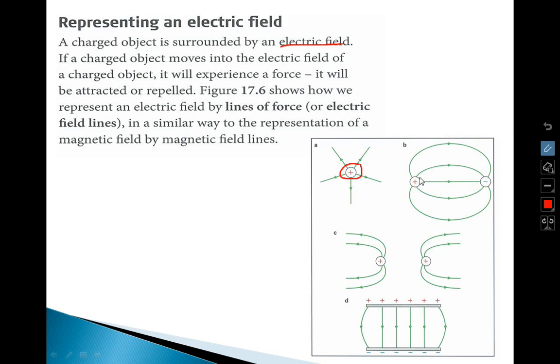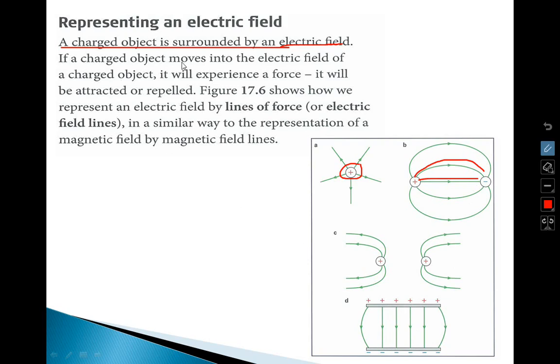So if we have, for example, different charges, negative and positive, the electric field moves from the positive one to the minus one, from both sides and also from the middle here. So a charged object is surrounded by what? An electric field. This is an electric field of the same charge. This is an electric field of different charges. Here also is different charges.